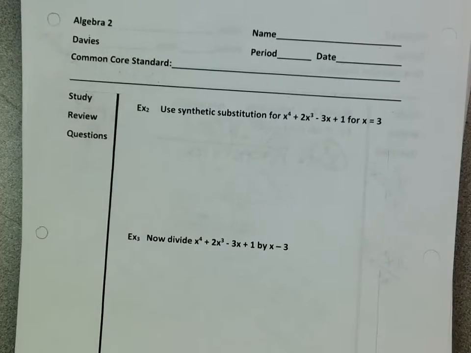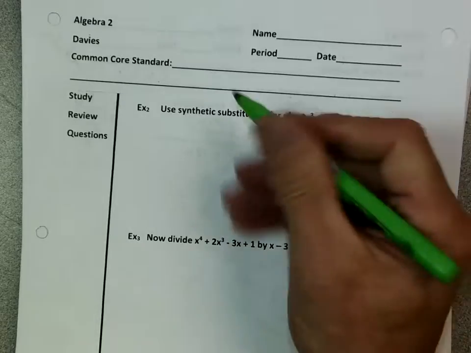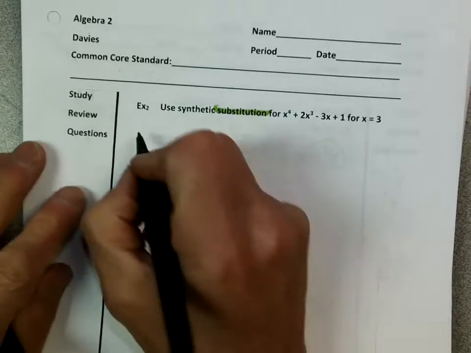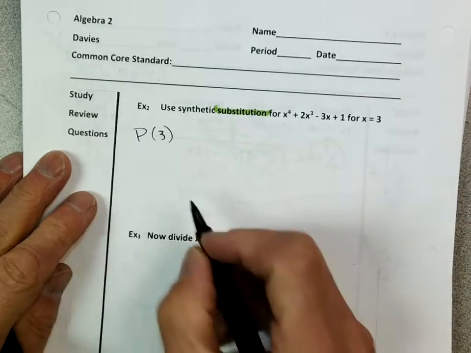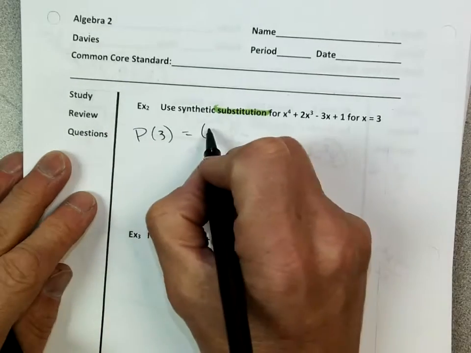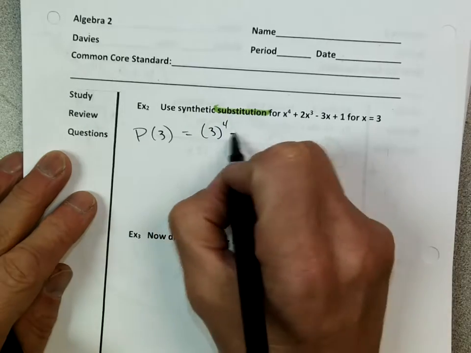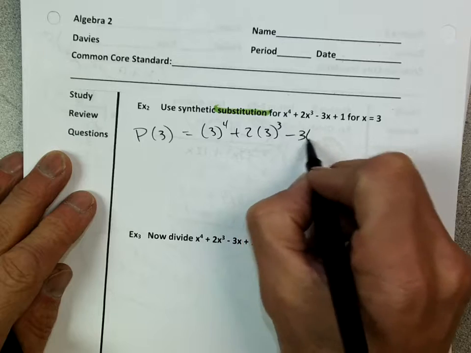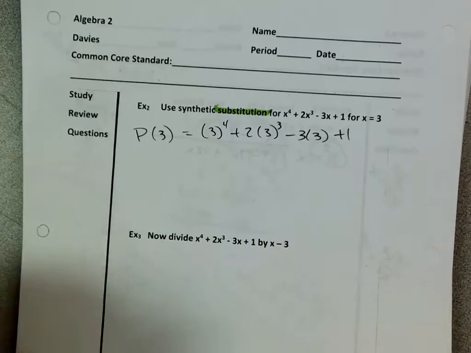Okay, now here's example 2. Use synthetic substitution. All right, what does that mean? Substitution. Just plug it in. You guys agree? Substitution, we're just going to plug it in. P of 3, so I'm plugging in 3, is equal to 3 to the 4th power plus 2 times 3 to the 3rd power minus 3 times 3 plus 1. Okay, and I'm probably going to need a calculator.